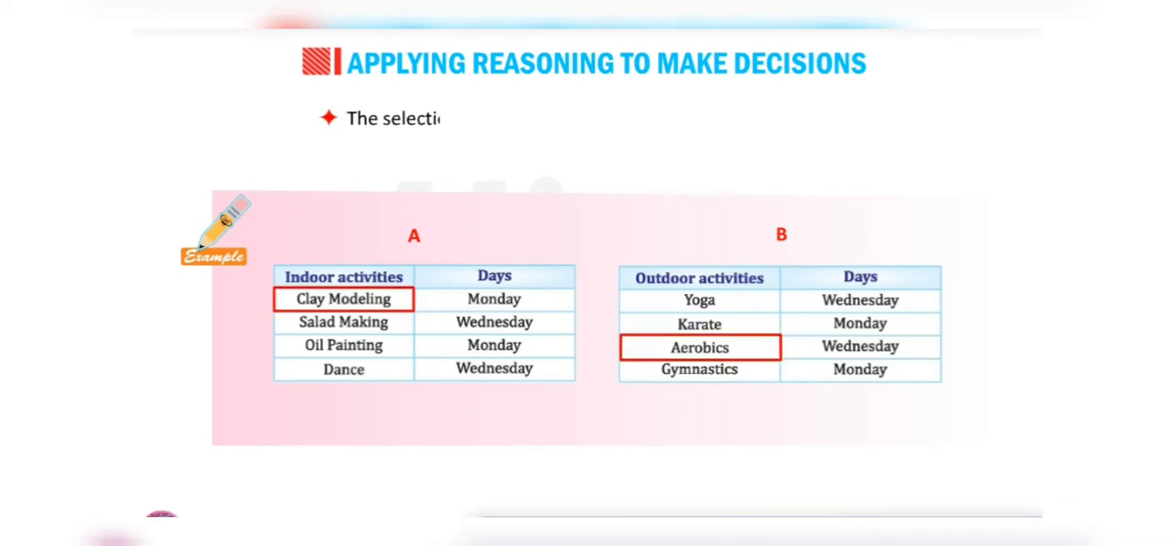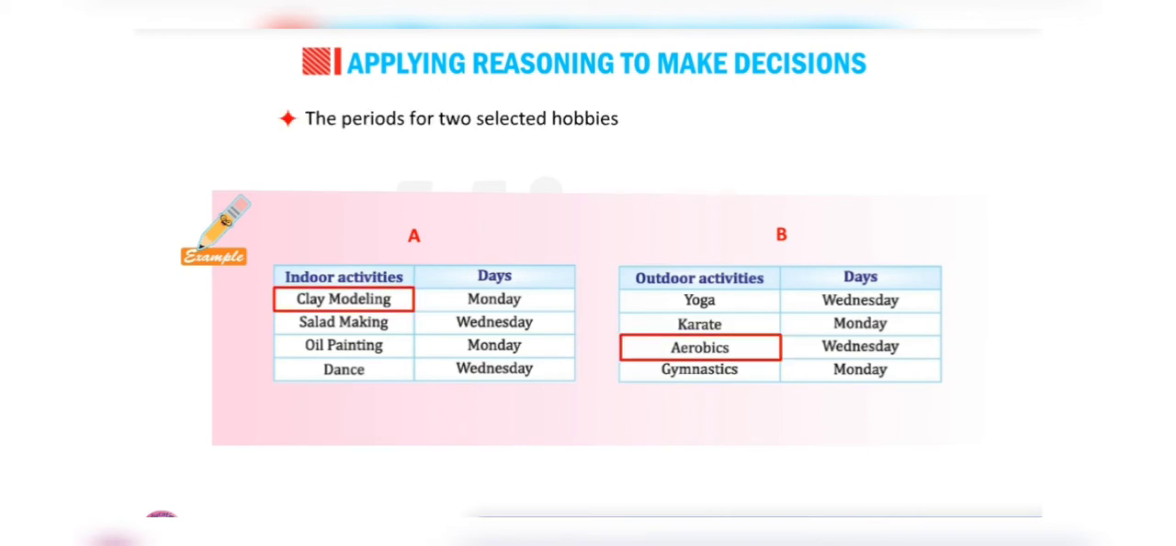The second rule is that selecting one hobby from each section is mandatory. Meaning you have to select only one hobby from one section. From section A you can select only one hobby, and from section B you can select only one hobby. So from one section you have to select one hobby. From one section you cannot select 2 hobbies.